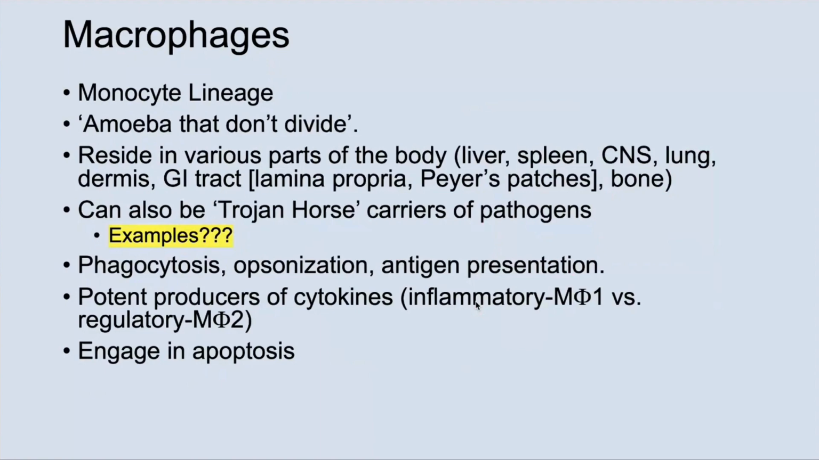They reside in different parts of the body: liver, spleen, CNS, lung, dermis, GI tract. With the GI tract, there's lamina propria and Peyer's patches, and they also serve in bone. They can be a Trojan horse for certain carriers of pathogens. Can you give me examples of this?